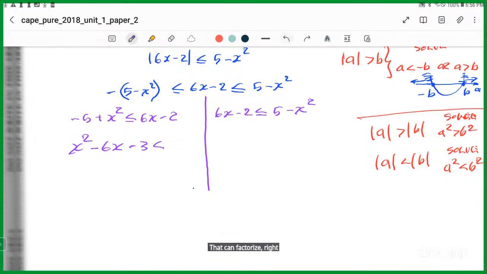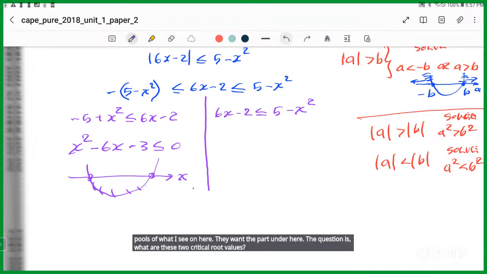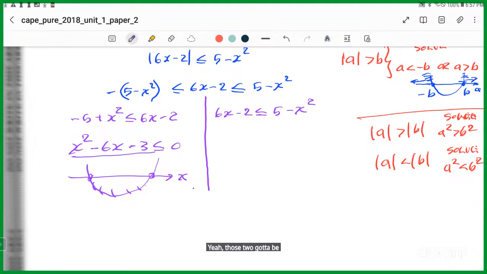So we're going to have to use the quadratic form. This is like a smile with the x-axis here, and you have two root values here and here. And you want the part under here. The question is, what are these two critical root values? Those two critical root values, we can put this equal to 0 and solve it.